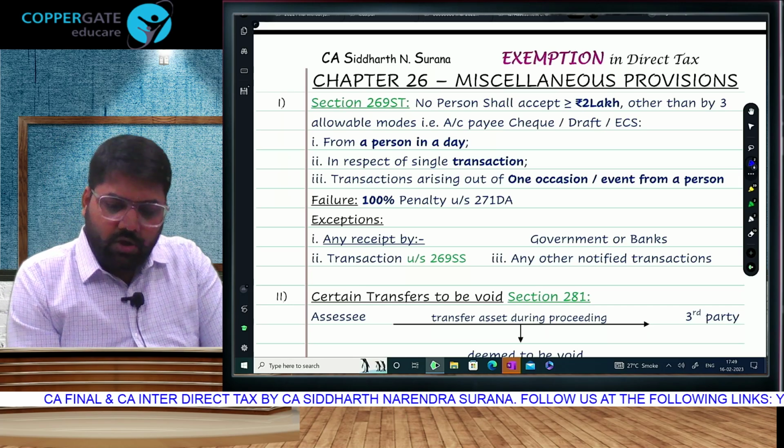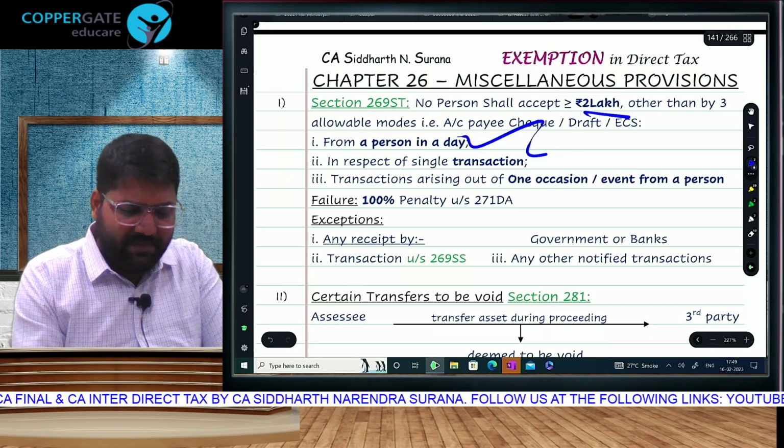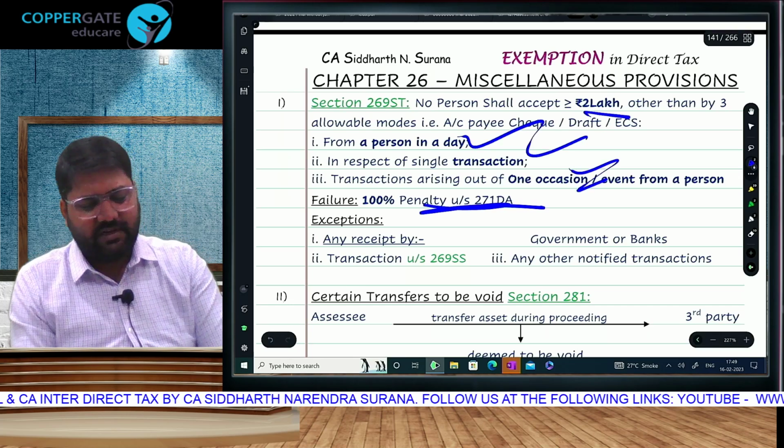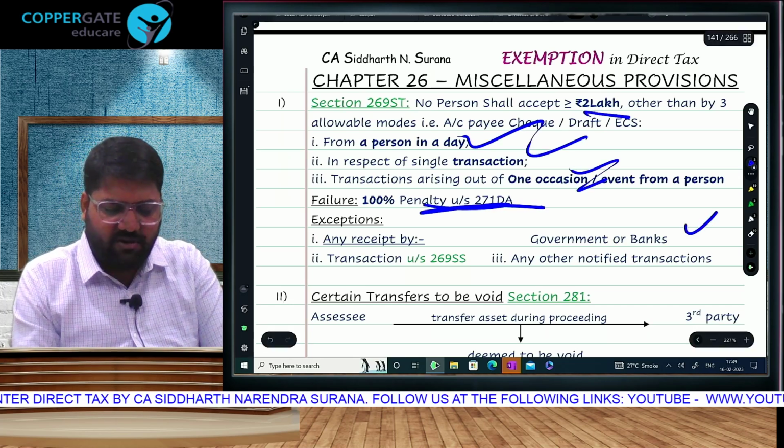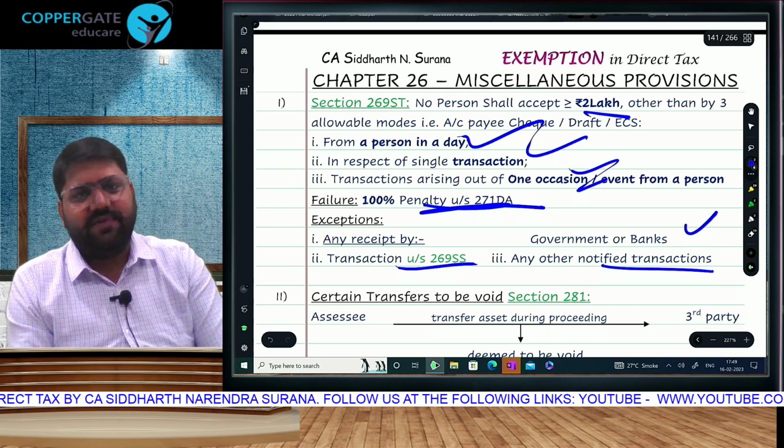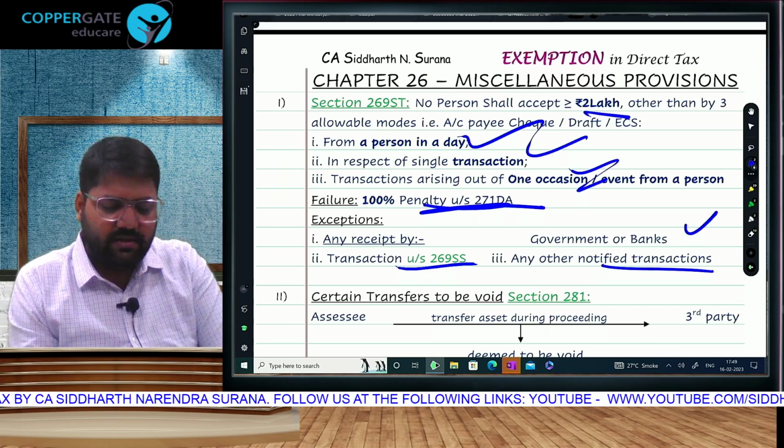Okay? So no person shall accept 2 lakh or more from over. Ye maine aapko already in the previous chapter bol diya, 100%. Penalty, exception being received by government or bank, or that loan wala transaction where already there is 20,000 ka limit.